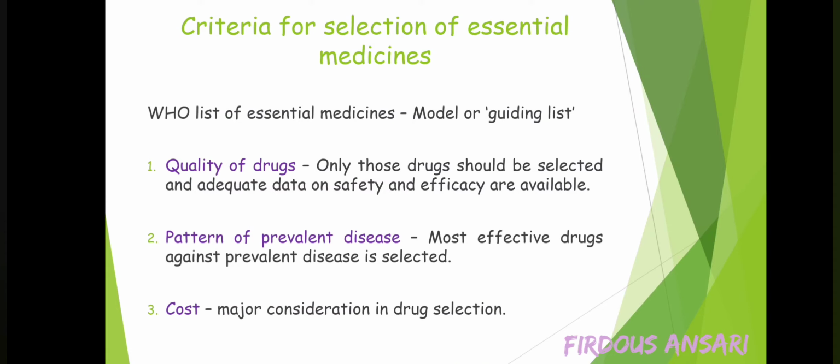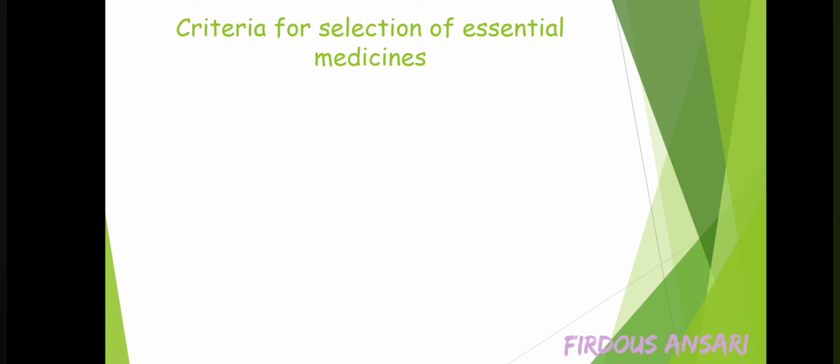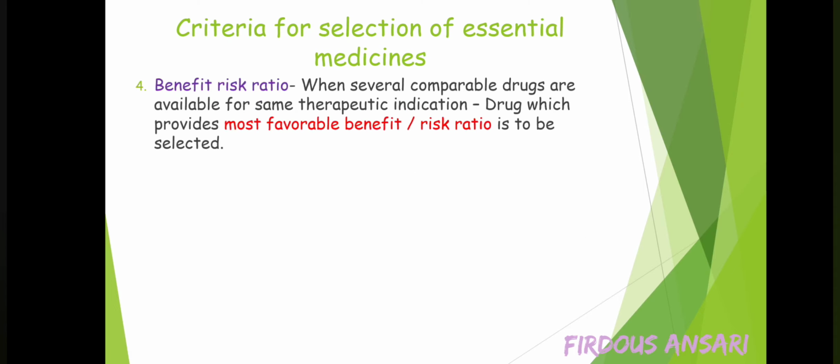Next thing is cost. This is a major consideration in drug selection. Drugs should be made available at cheaper price so that anyone can procure them easily. Next is benefit risk ratio. When several comparable drugs are available for the same therapeutic indication, the drug which provides the most favorable benefit risk ratio is to be selected. We know that for a single disease n number of drugs are available. So for the essential drug concept, drugs should be selected in such a manner that benefit should be more, risk should be less.